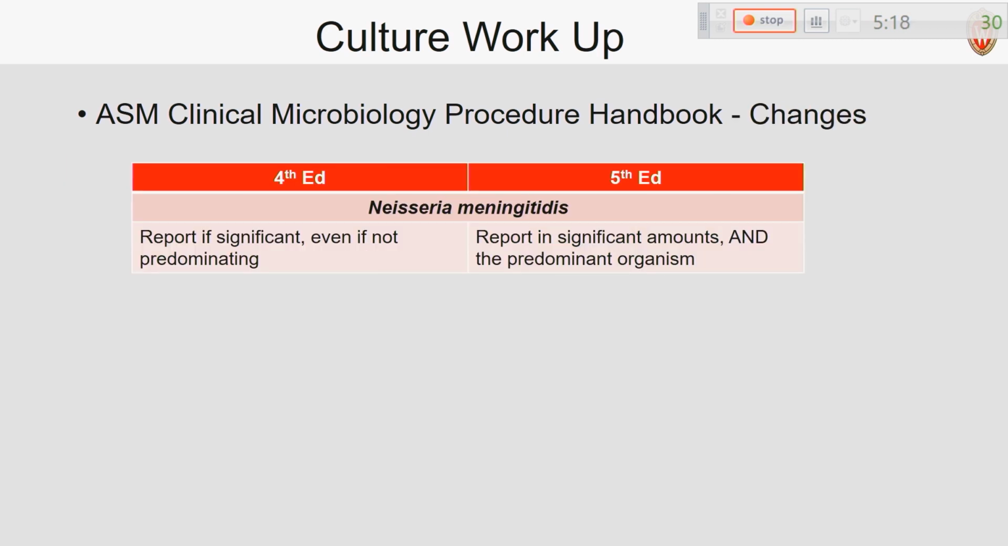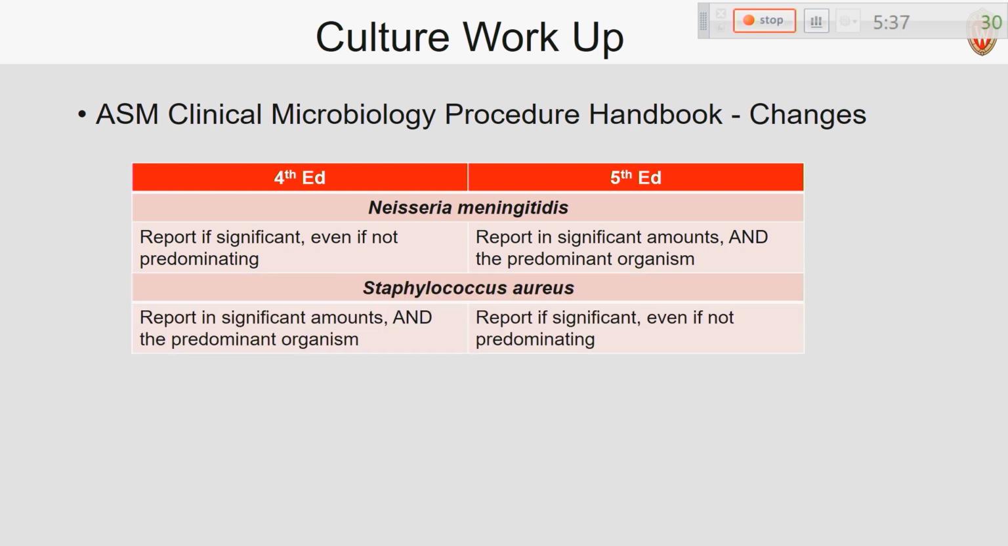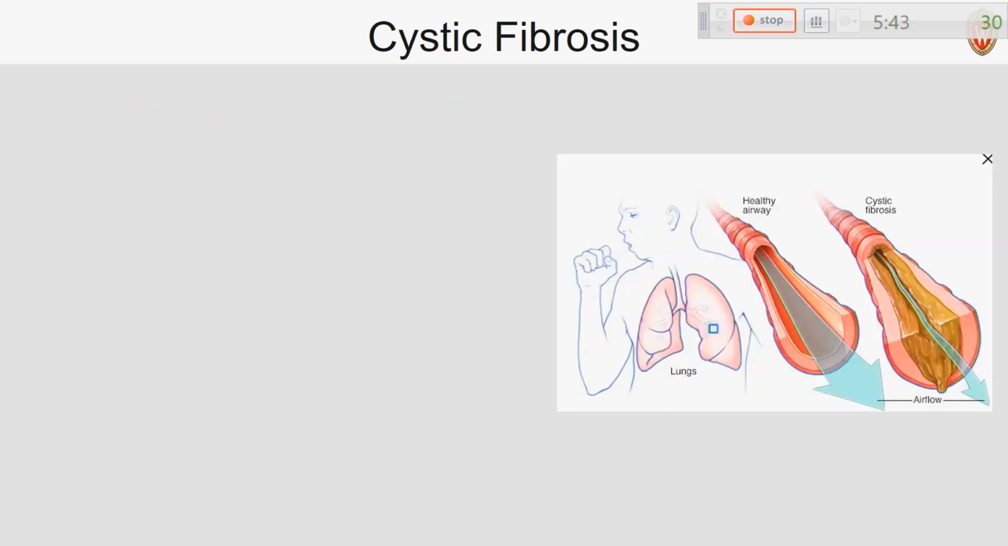All right, just some changes between the 4th and 5th edition of the Procedures Handbook. Neisseria meningitidis was previously listed as report if it's in significant amounts, even if it's not predominating. In the new edition, it is listed as only reported if it's significant and predominating. Staph aureus is just the completely opposite. So now it's reporting if it's significant, even if it's not predominating.